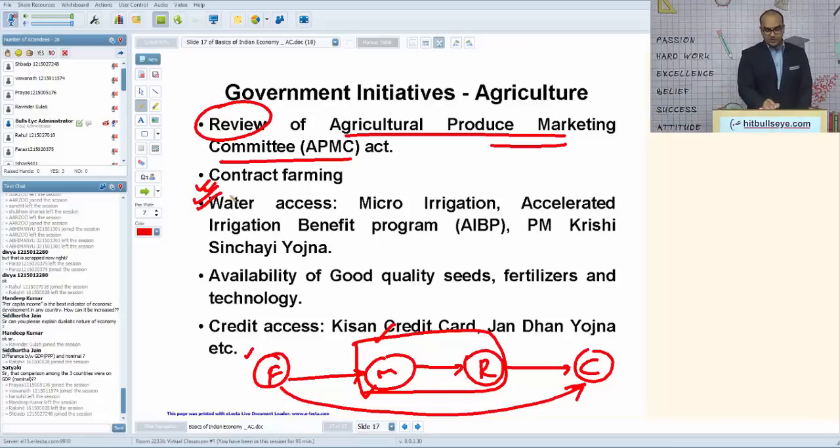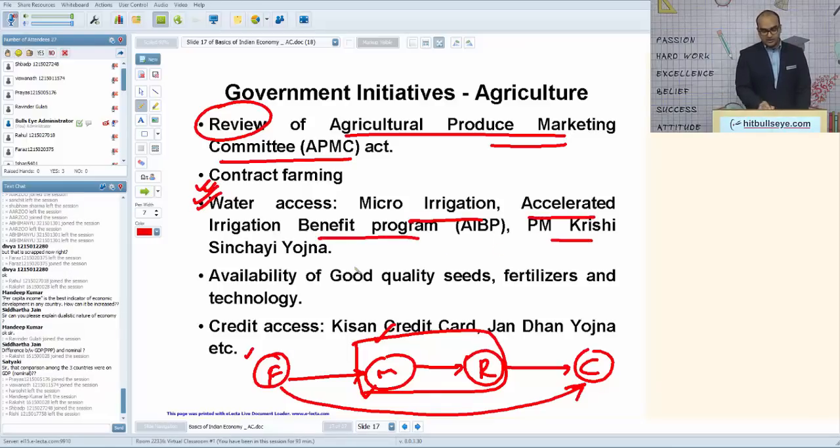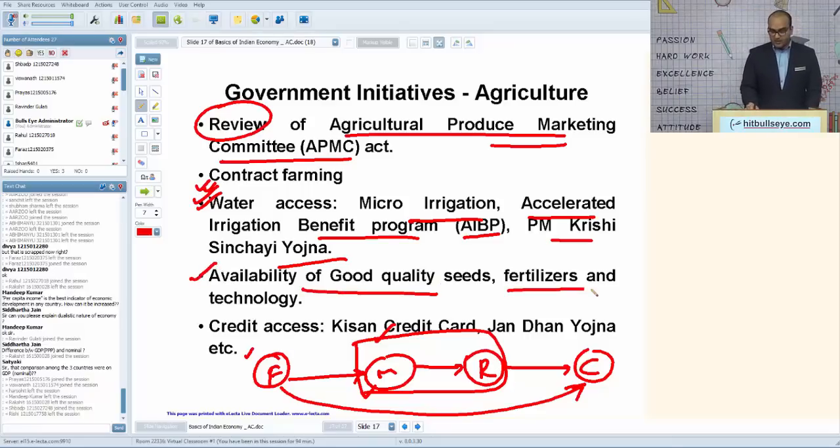Otherwise, these are two recently launched schemes: AIBP and Krishi Sinchai Yojana. These have been launched for the benefit of farmers. Again, I recommend that you read a couple of lines on them, get a few facts. Again, the government is working towards providing good quality seeds, fertilizers and technology. Another important initiative is that of Kisan Credit Card, which allows our farmers to take loans using this particular card, and the Jan Dhan Yojana.